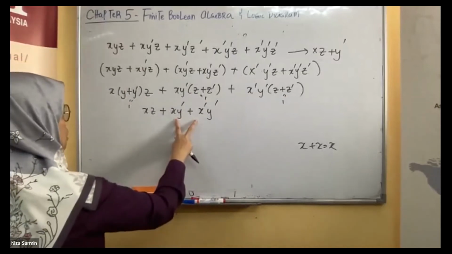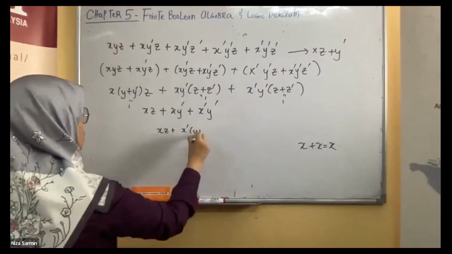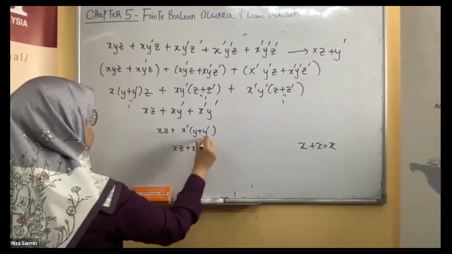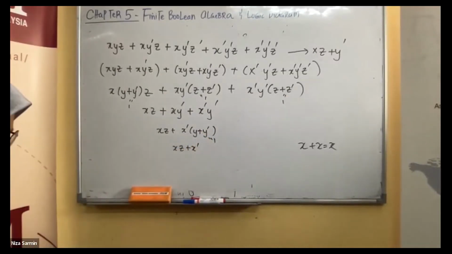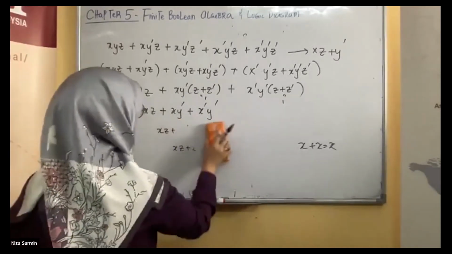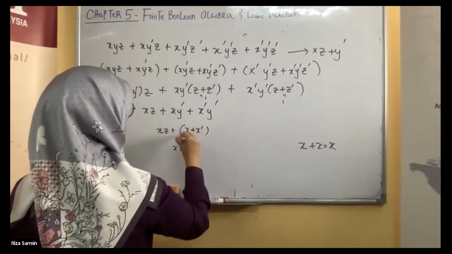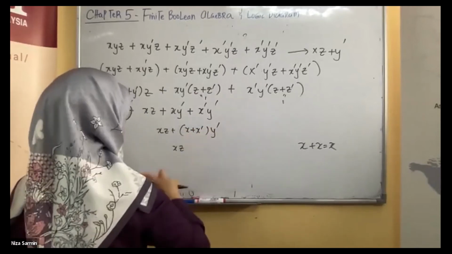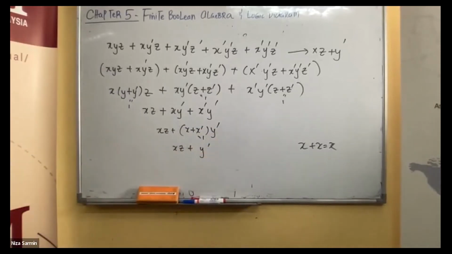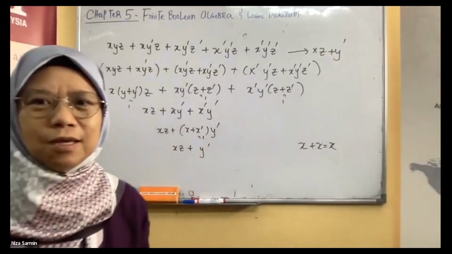And then you see this one is common, so you take out x prime, and then you get this. So this is 1, right? So xz plus this is the y prime. 1 times y prime is y prime. The answer is here. Just how do you get to that answer?